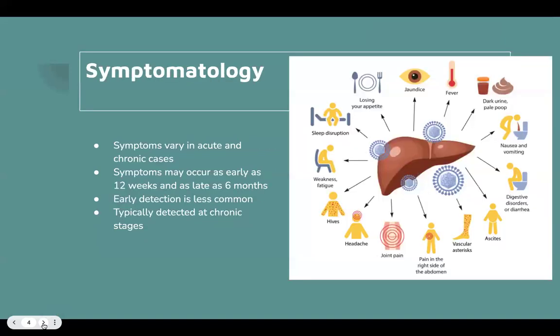As far as the symptoms, they can occur as soon as 12 weeks and as late as 6 months. So symptoms occurring within the first 12 weeks would be more of an acute case. However, acute cases are not commonly detected because there are no symptoms. So usually symptoms occur during the more chronic stages, which causes people to get tested. And by the time they are tested, it is already a chronic stage.